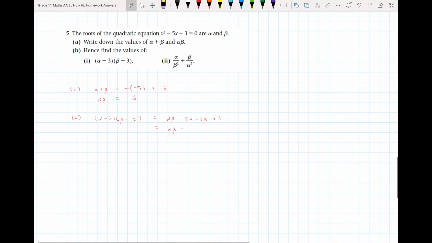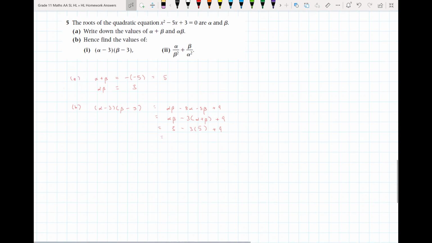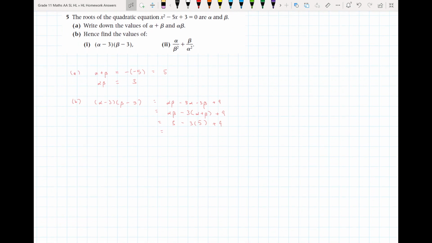So we can factor out a negative 3 from the middle two terms, and substituting, that's 3 minus 3 plus 9 minus 12, negative 3. Oh, this should be I. And now we're on II.